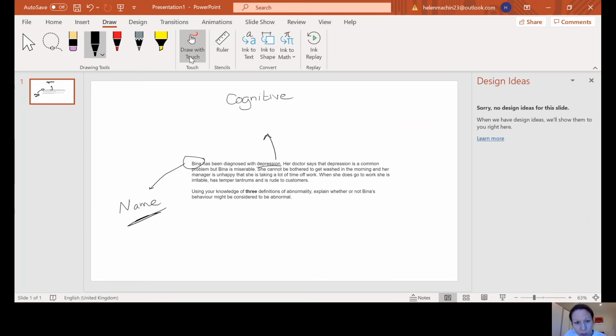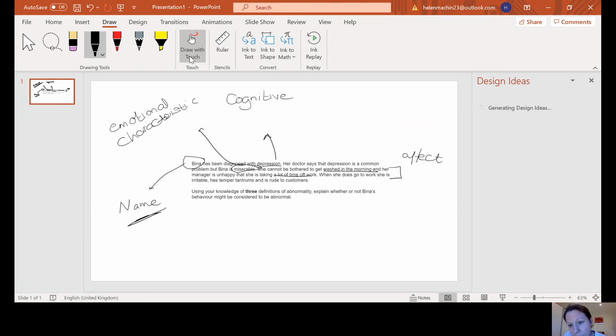Her doctor says that depression is a common problem, but Bina's miserable. Right, miserable. Okay, this is an emotional characteristic, because I know that for any disorder, I have to think about the cognitive, behavioural and emotional characteristics. She can't be bothered to get washed in the morning, and her manager's unhappy that she's taking a lot of time off work. Oh, okay, it's starting to affect her daily life.